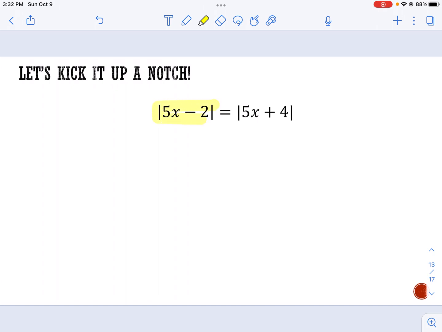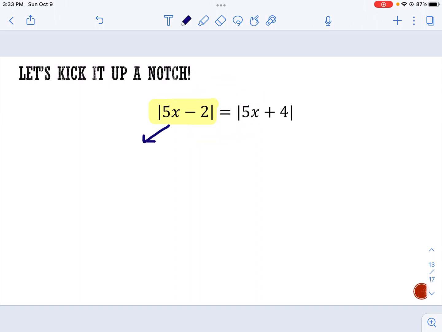So you're going to either choose this absolute value expression on the left-hand side, or this absolute value expression. I'm going to choose the absolute value of 5x minus 2. And I'm going to say this basically needs to equal the positive version of this and the negative version of this. Okay, I'm going to show you what it's going to look like.